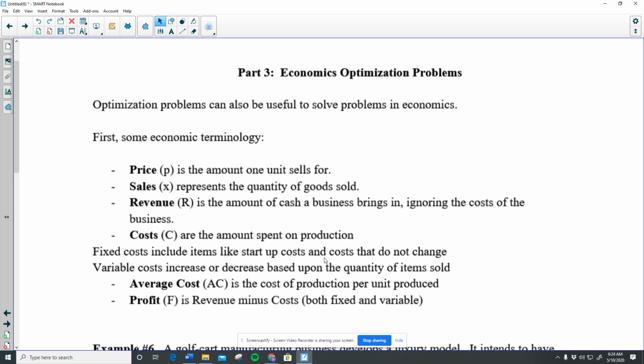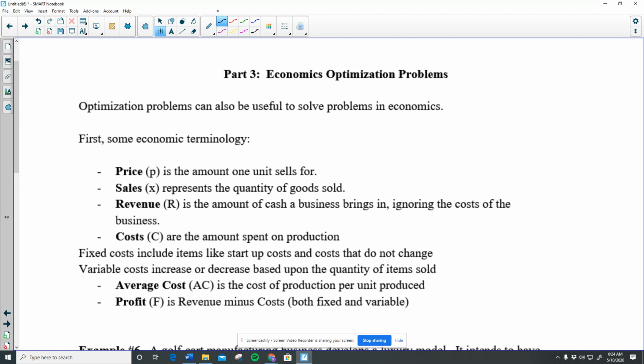Okay, so this is the third part of our lesson 10, and this involves using optimization techniques in economics problems. All right, before we can get into this, though, you need to know a little bit about the vocabulary of economics. So take a second, pause the video, and read this. Are you done reading? All right, so we have price, sales, revenue, costs, average cost, and profit.